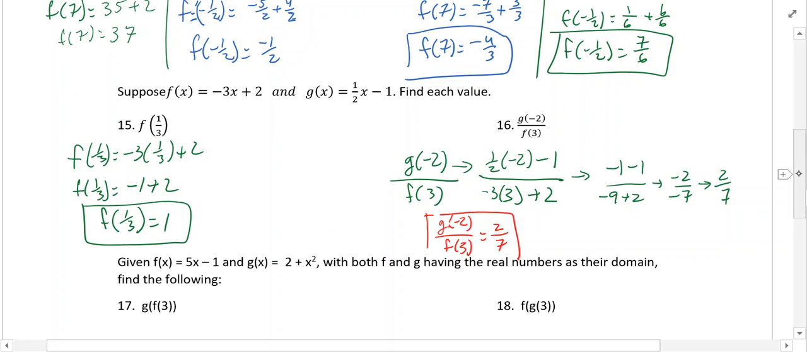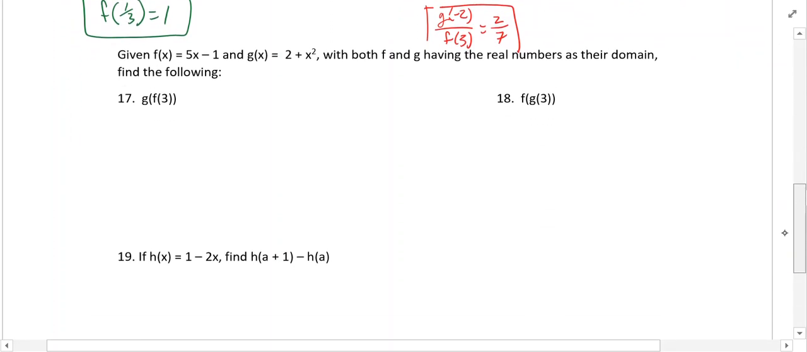All right, let's go ahead and look at number 17. What we have here is you read it as g of f of 3, and this one would be f of g of 3. So the first thing you have to do is the innermost one. We have to find f of 3 first, and then once we find that answer, we can plug it in and find g of whatever that answer is. So you want to do it in parts.